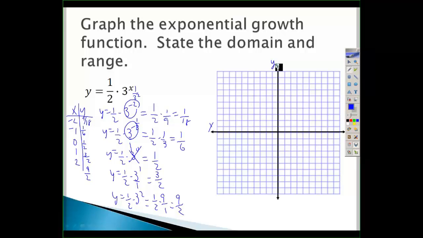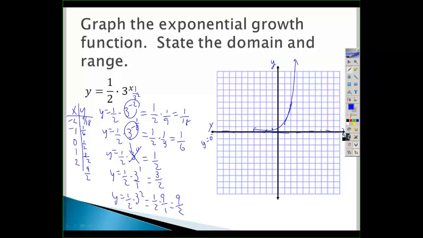I'm going to say negative 2, 1/18, barely above 0. Negative 1, 1/6. 0, 1/2. 1, 3/2. Now it should get 2, 9/2, 4.5 right there. Okay, there it is. Nice little growth function there, exponential growth function. And it's never going to go through the x-axis, so be careful on your paper not to draw it through the x-axis. I'm going to draw my little asymptote here, and the equation of that line is y equals 0.